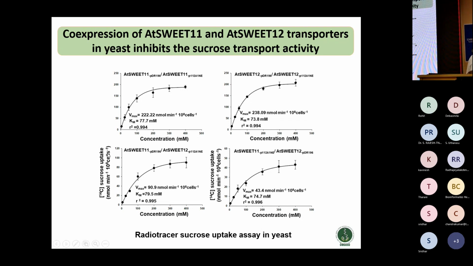You can just compare the y-axis. Here it goes up to 250, this one is up to 120, and this is only up to 60. You can see that when there is 11 and 12, in whichever orientation, the Vmax is very low, and you can clearly see that the growth I showed you in the previous slides is reflected in this. Again, this re-emphasizes the point that these two transporters can form a hetero-oligomer to prevent sucrose from being transported into the apoplast.